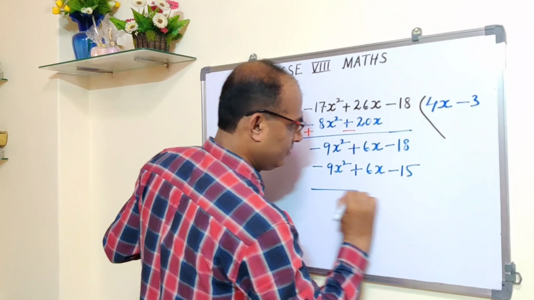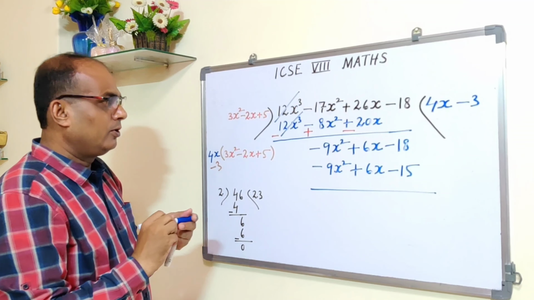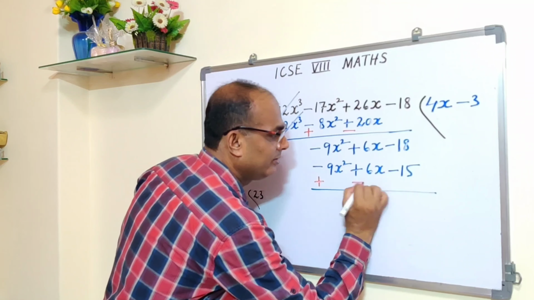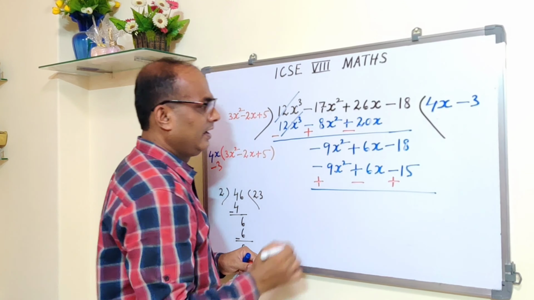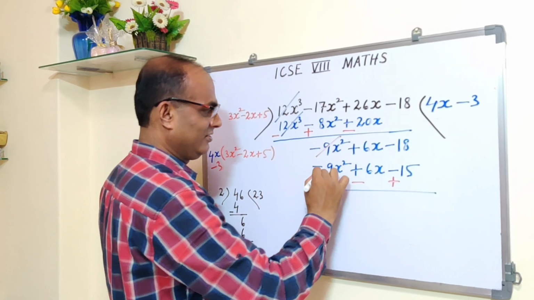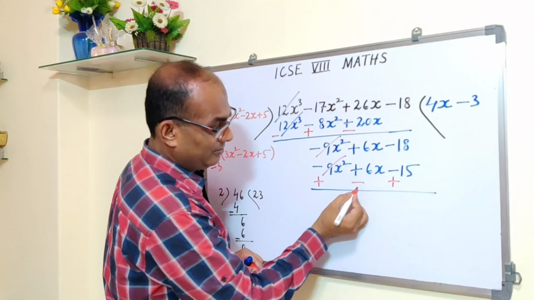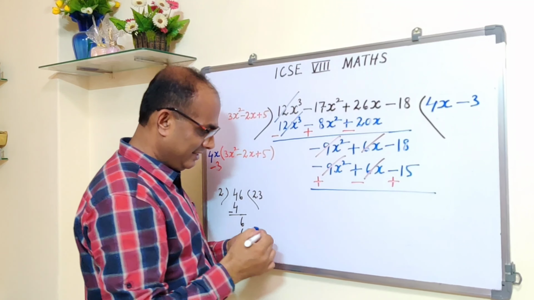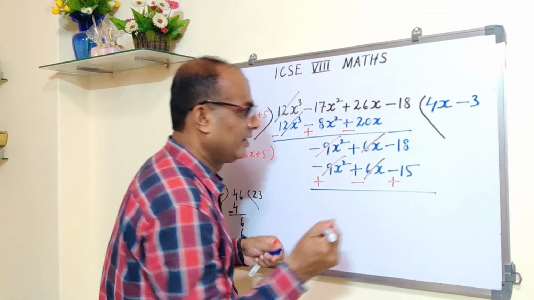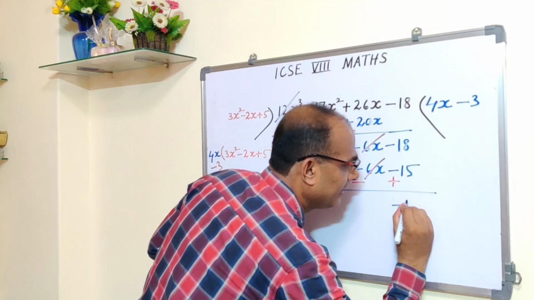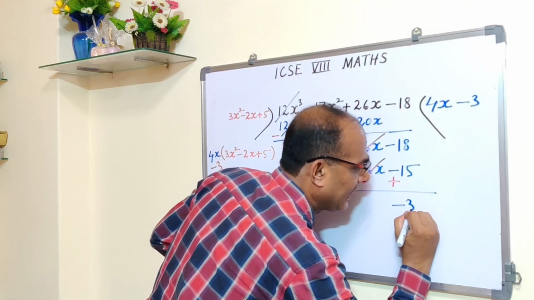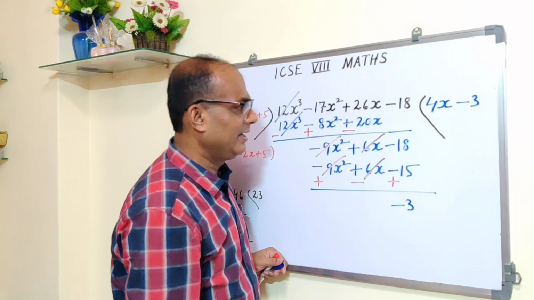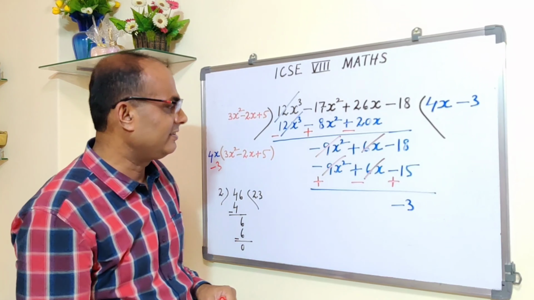Again, as usual, you subtract, so when we subtract we change the signs: minus becomes plus, plus becomes minus. Now minus 9x square and plus 9x square cancel each other. Minus 6x and plus 6x cancel each other. And plus 15 and minus 18 gives you minus 3. Am I right? Yes, 15 plus 3 is 18, so minus 3.